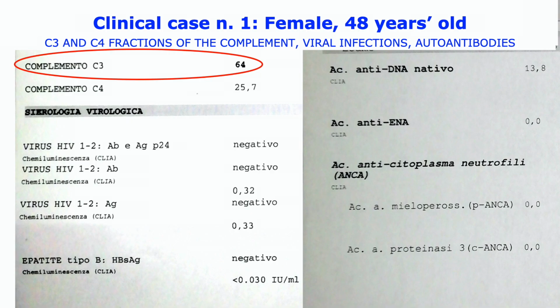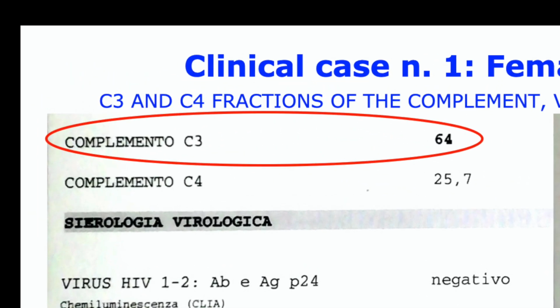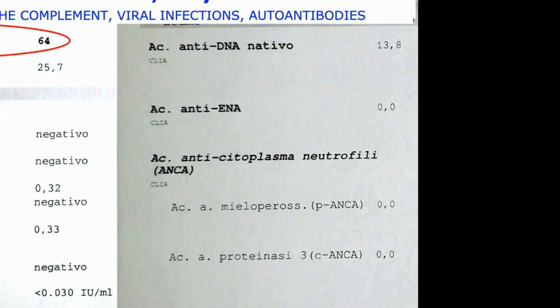Step number 3 focused on autoimmune diseases as a pathogenetic source of glomerular damage. Actually, the fraction C3 of the complement system was found to be decreased, but the absence of circulating autoantibodies ruled out all the major autoimmune diseases such as lupus erythematosus, rheumatoid arthritis, vasculitis, progressive systemic sclerosis, etc.